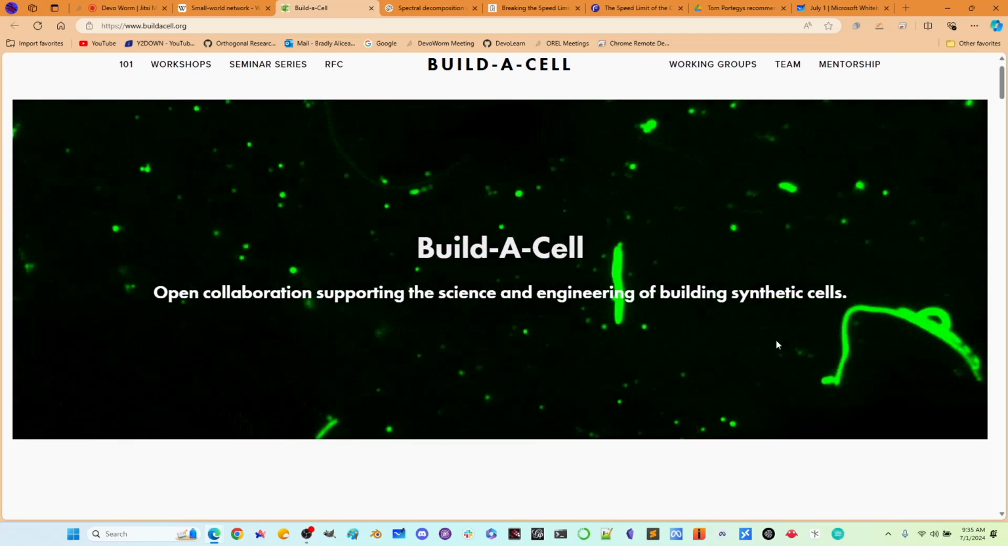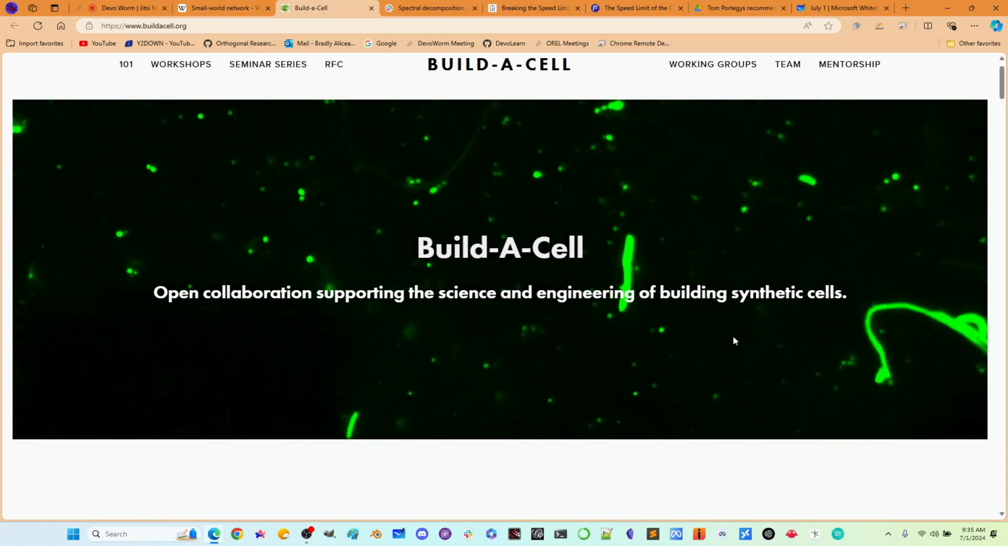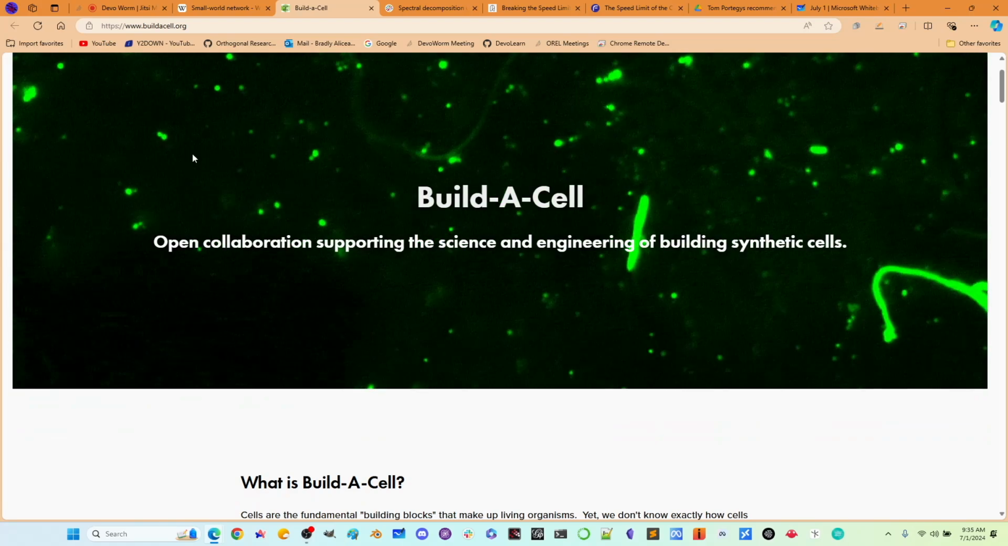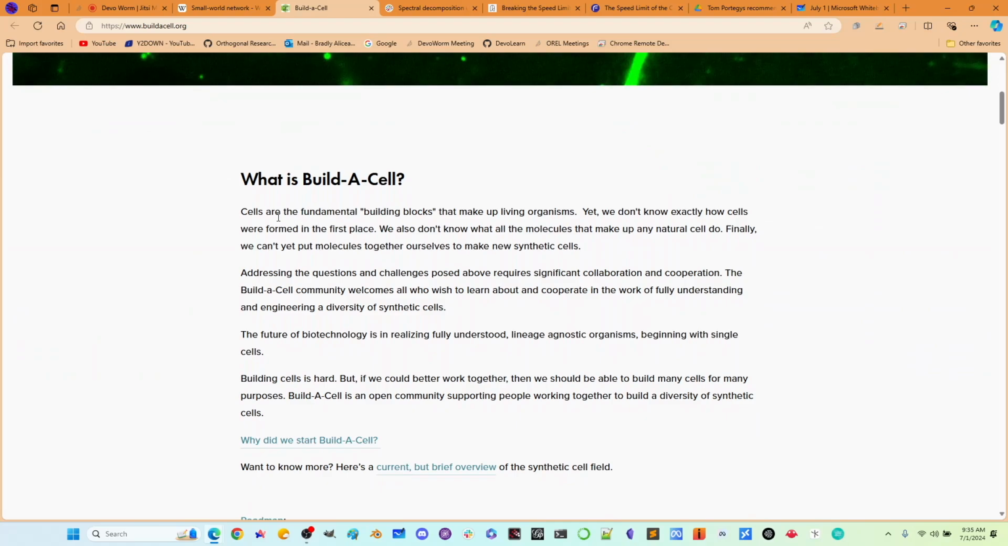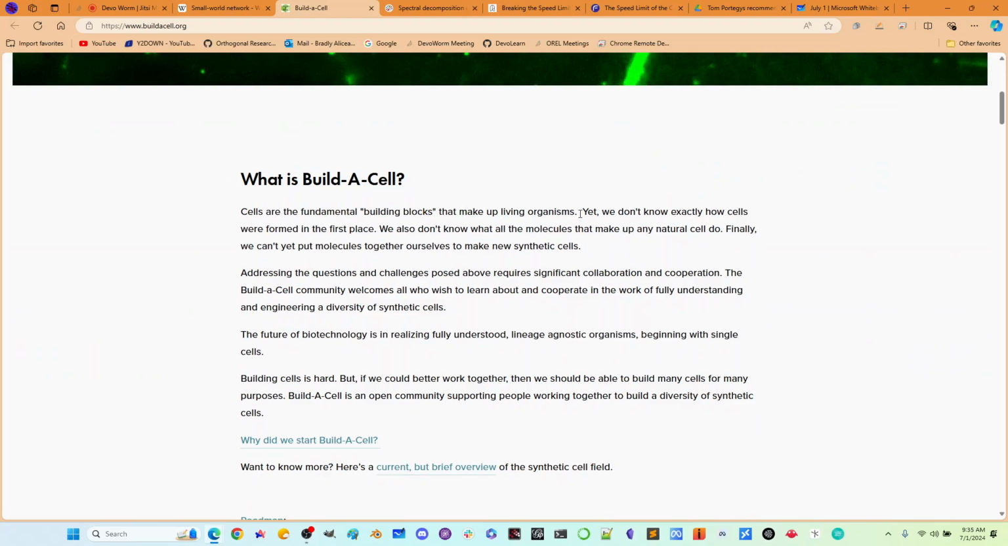This is where they're trying to build cells, and you can see that they're using fluorescent proteins to sort of verify the cells that they're building. So what is Build a Cell? Cells are the fundamental building blocks that make up living organisms. Yet we don't know exactly how cells were formed in the first place. We also don't know what all the molecules that make up any natural cell do.